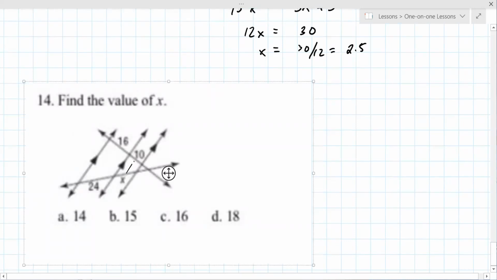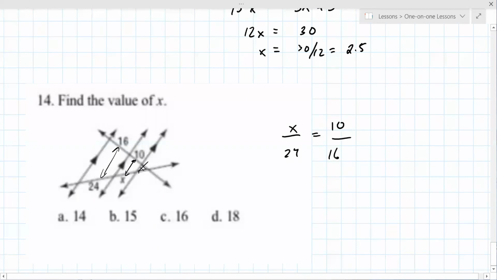So this one's a little bit odd because there's no triangles here. There is a triangle here, but it's not really relevant. So these are what are in proportion. You have this x over 10. I'm sorry, x goes to 10. And then you got this 24 and 16. So it ends up being 16x equals 240, and then x equals 15 when you divide.